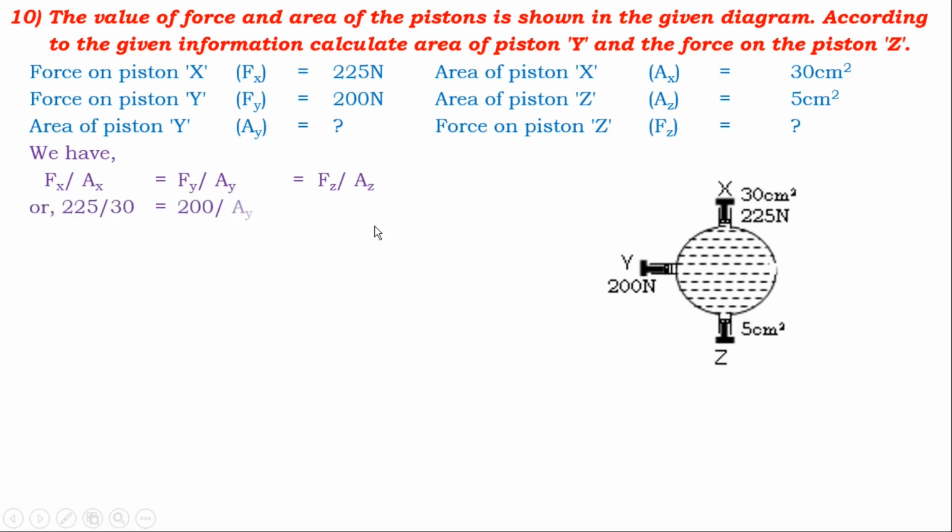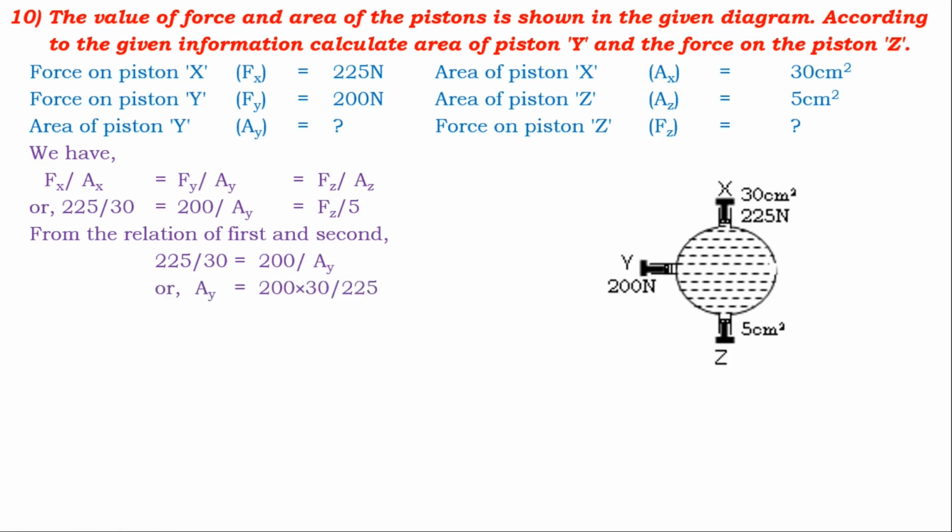Okay, now we can write the values. Fx is 225 and Ax is 30 and Fy is 200. Ay remains the same because we have to find Ay. This is equal to Fz upon Az, which is 5. Now, from the relation of first and second, meaning X and Y, 225 upon 30 is equal to 200 divided by Ay, and we can calculate Ay, and it is 26.67 centimeters square approximately.